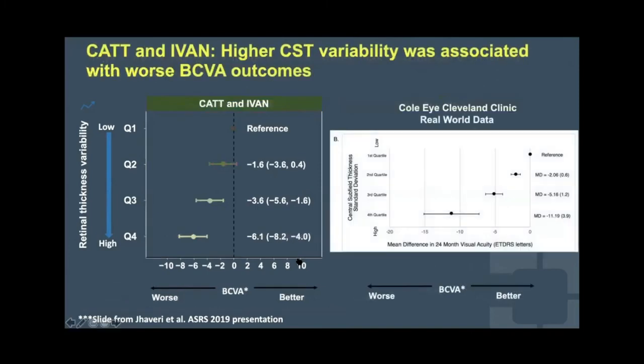And here is the same seen in CATT and IVAN. And we actually did our own study at Cleveland Clinic, which showed the same, which is that with increases in variability, you had massive differences in the final visual outcome in those patients who had the highest quartile of standard deviation of fluid over time in comparison to those patients who did not, by almost 12 letters of vision, so almost 2.5 lines.